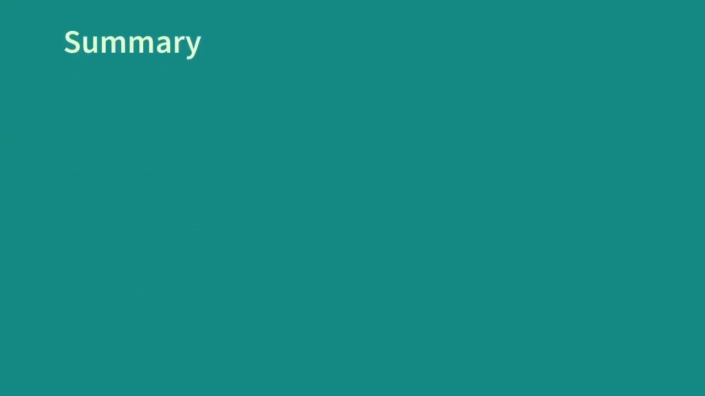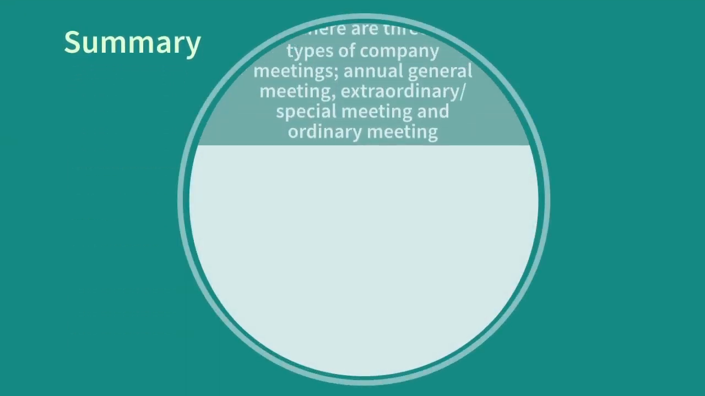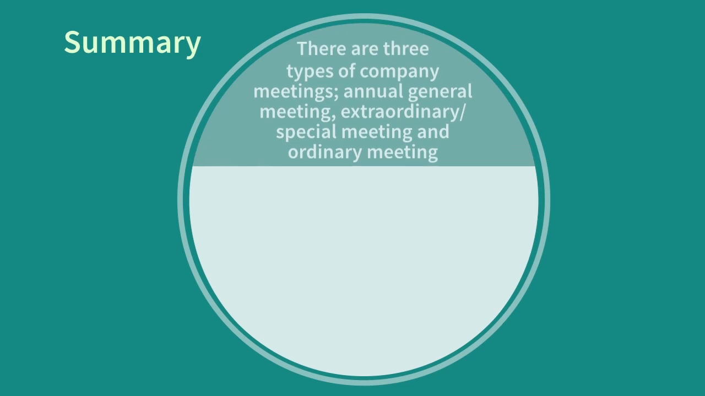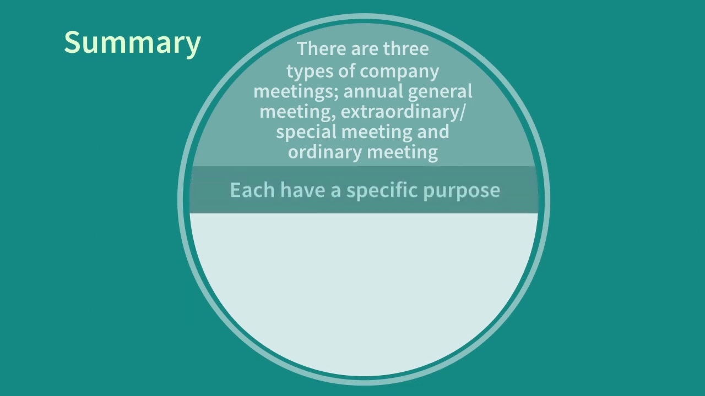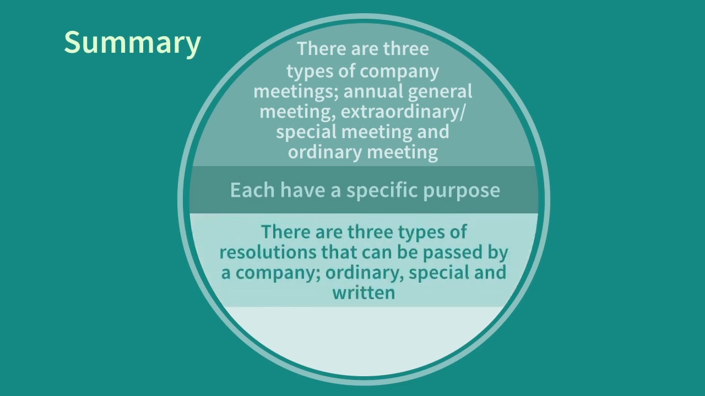In conclusion, there are three types of company meetings: annual general meeting, extraordinary or special meeting, and ordinary meeting. Each meeting has a specific purpose. There are also three types of resolutions that can be passed by a company: ordinary, special, and written. These too all have a specific purpose.